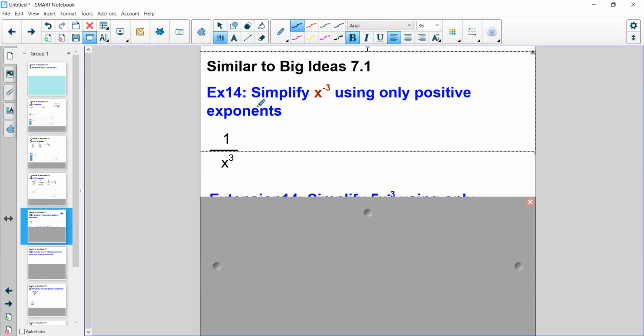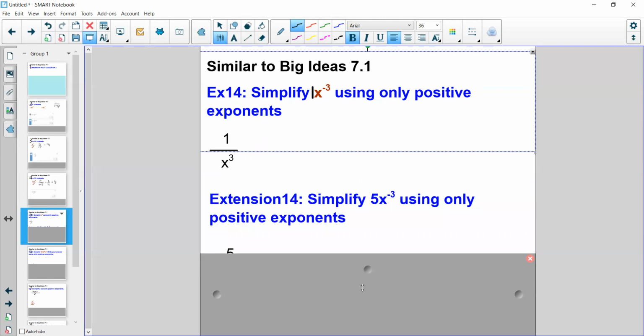Simplify x to the negative 3 using only positive exponents. So we would just move it to the bottom, and you would make it positive. Now, remember for this question here, we had to remember to put a 1 here. Technically, this question is the same as 1 times x to the negative 3. So as the 1 doesn't have an exponent, that's why it doesn't move. And then the x to the negative 3 does move because it has that negative exponent.